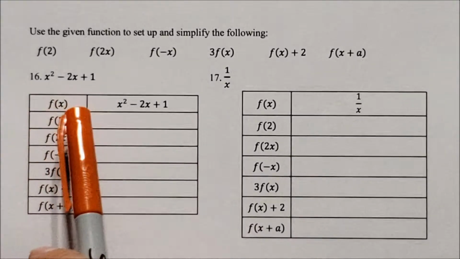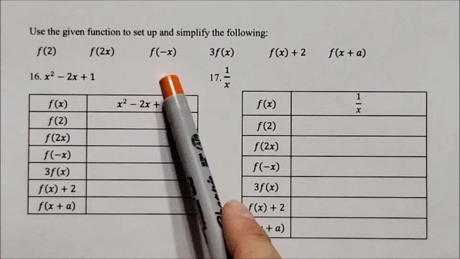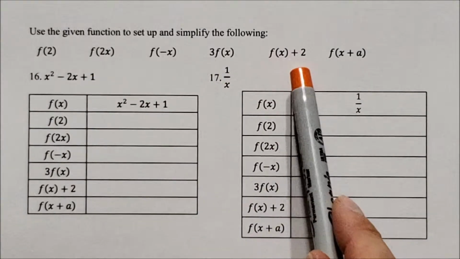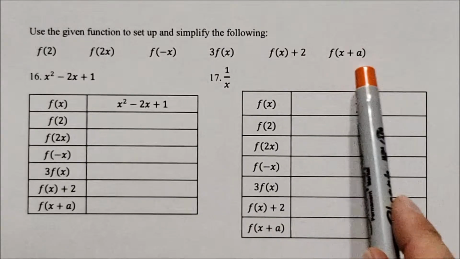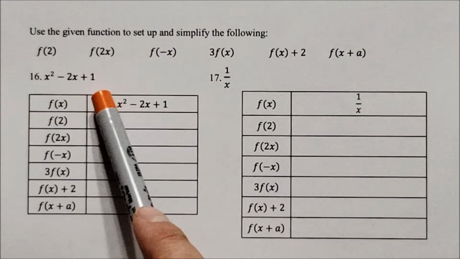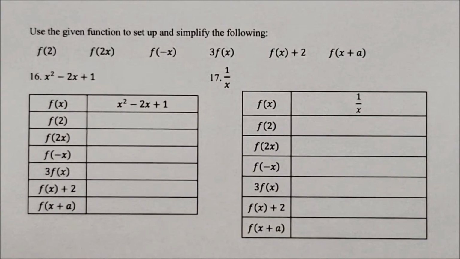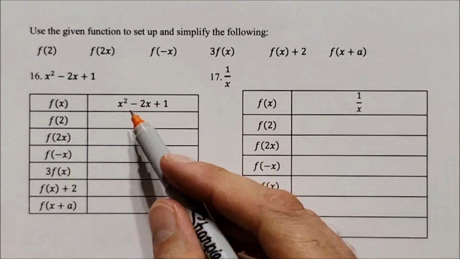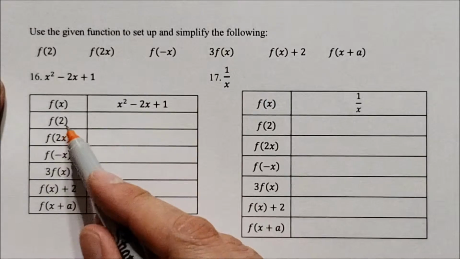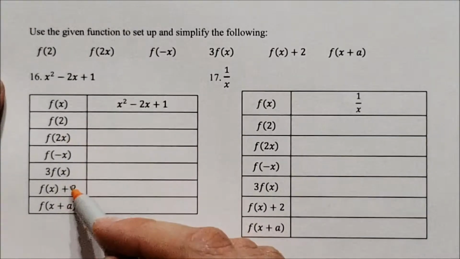Use the given function to set up and simplify the following: f of 2, f of 2x, f of negative x, 3 times f of x, f of x plus 2, and then f of x plus a. The given function is x squared minus 2x plus 1. We can create a little table starting with our given function, x squared minus 2x plus 1, and we're going to simplify the following according to the instructions.